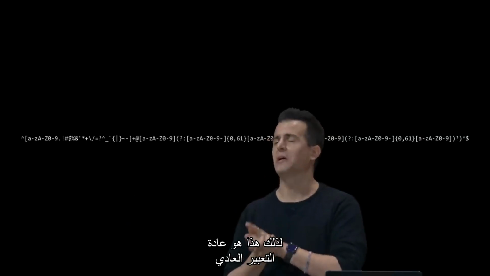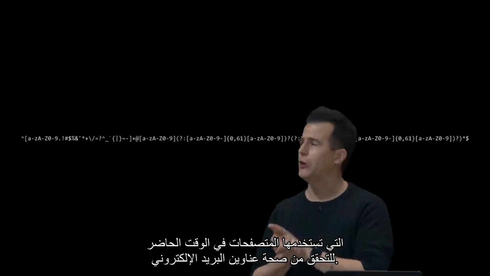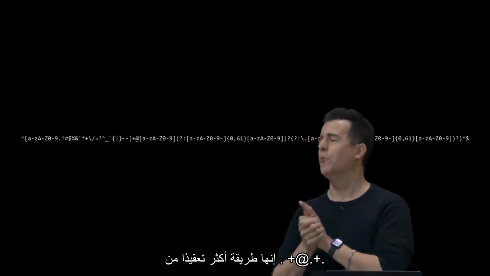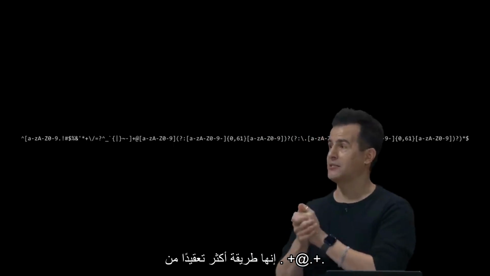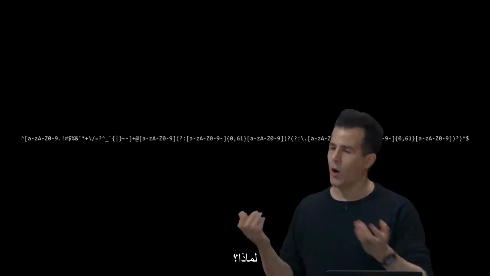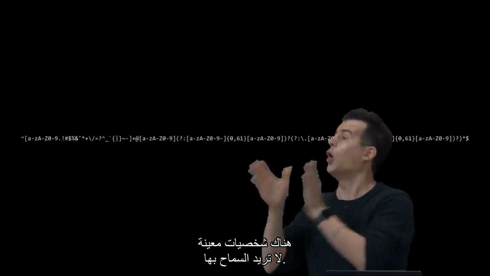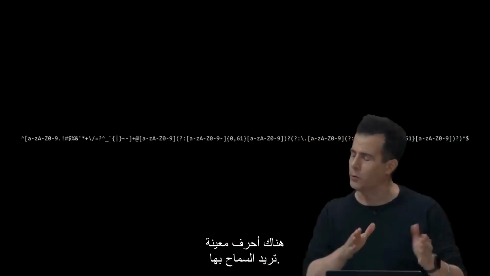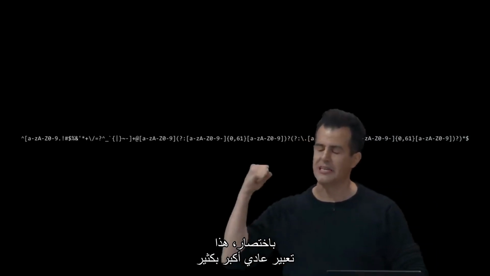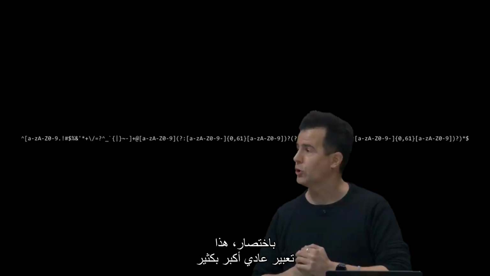As an aside, it does escalate quickly. So this is typically the regular expression that browsers nowadays use to validate email addresses. It is way more complicated than dot plus at dot plus. Why? Because you can't have at .edu, or there's certain characters you don't want to allow. There's certain characters you do want to allow. So long story short, this is a much larger regular expression that is more correct when it comes to valid email addresses.